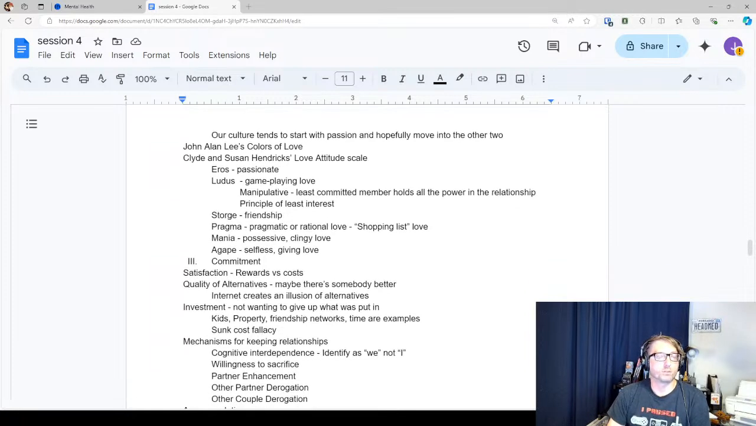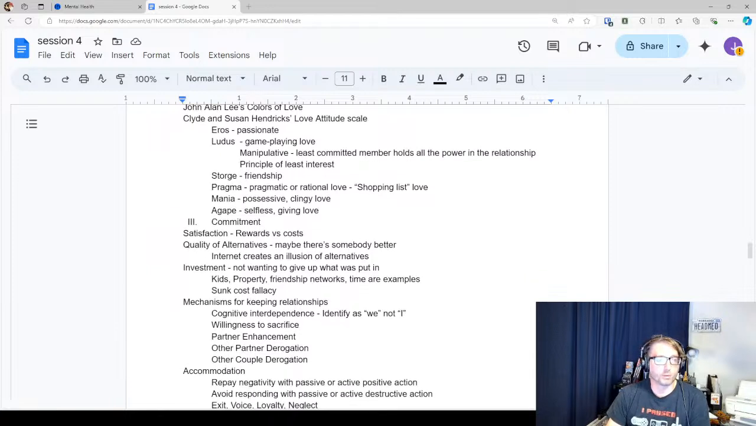Then we have John Alan Lee's Colors of Love, which later became Clyde and Susan Hendrick's Love Attitudes Scale. We have Eros, the passionate love that people feel. Ludus is game-playing love. Manipulative love, where the principle of least interest applies: the least committed member of the relationship holds all the power. Storge is friendship love. We have pragmatic, rational love, or shopping list love, which is thinking about love as just a list of things that you need in that person.